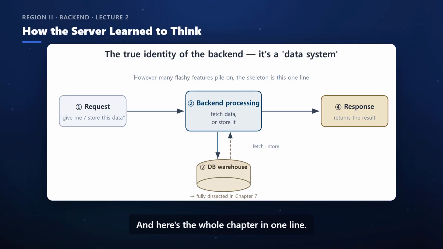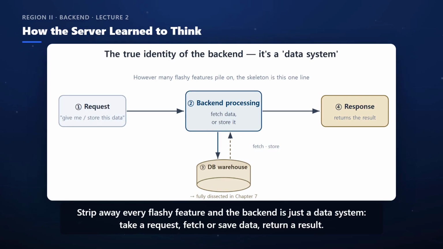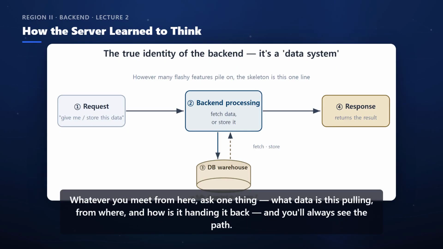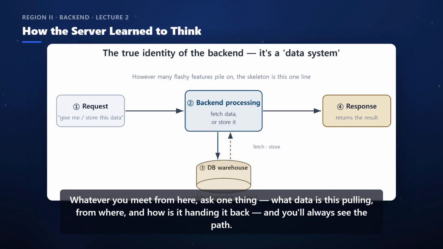And here's the whole chapter in one line. Strip away every flashy feature: the backend is just a data system. Take a request, fetch or save data, return a result. Whatever you meet from here, ask one thing: what data is this pulling, from where, and how is it handing it back, and you'll always see the path.